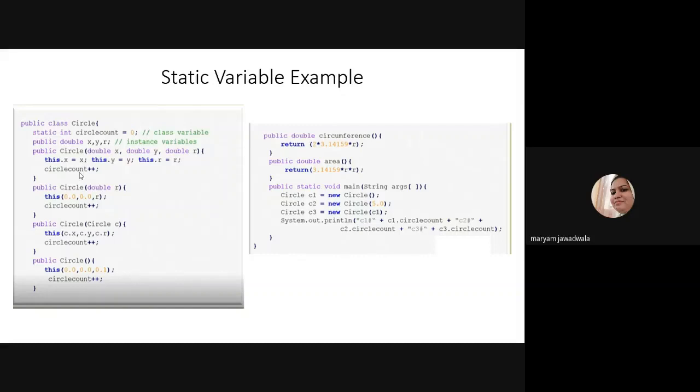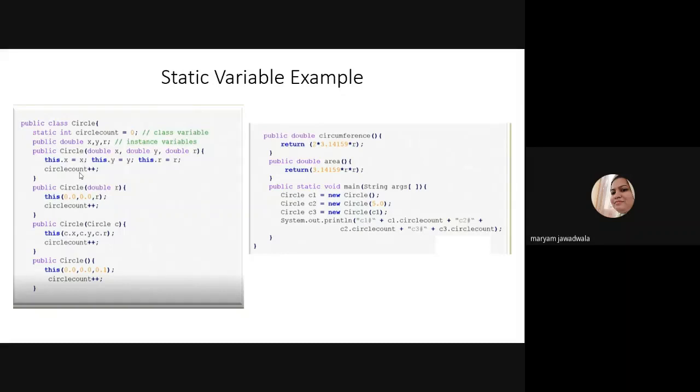Now, after this parameterized constructor, I'm writing one more constructor, public Circle, and in the brackets double r. Means I'm writing one more constructor with a single parameter. And this is nothing but constructor overloading. What is the definition of this Circle constructor? I'm using the this keyword with 0, 0, and r. The value of x will be 0, the value of y will be 0, and the value of r, the radius, is whatever argument is passed by the user.